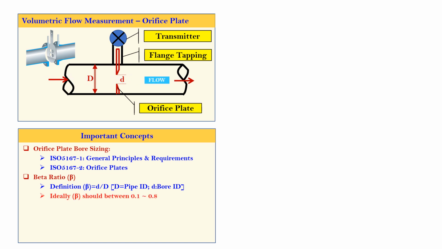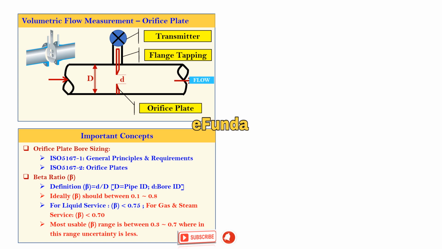Ideally, beta ratio should lie between 0.1 to 0.8. For liquid service, beta ratio should be less than 0.75. For gas and steam service, beta ratio should be less than 0.7. The most usable beta range is between 0.3 to 0.7, where in this range uncertainty is less.